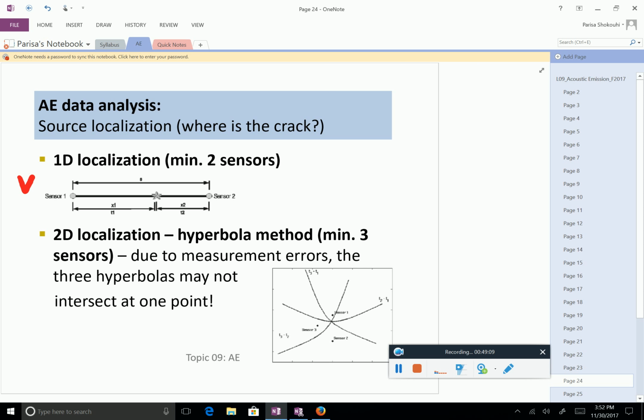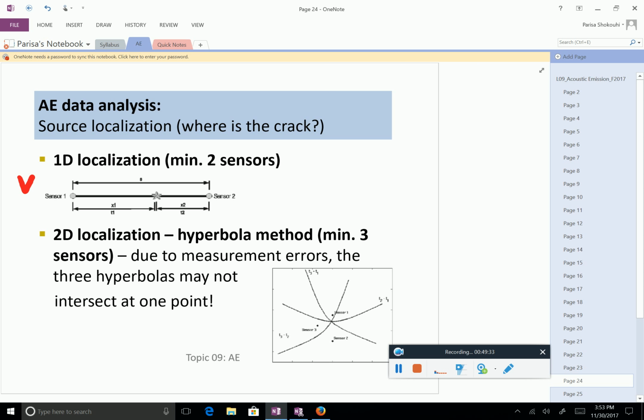We don't know T0. It's not only X1. So X1 over V is not T1. It's T1 minus T0. And that's why we need two transducers in 1D, 3 in 2D, and 4 in 3D minimum.